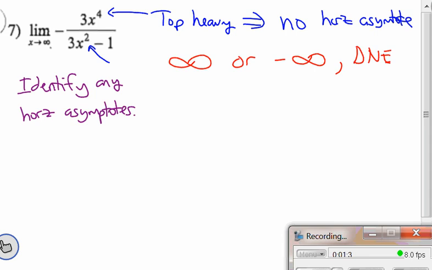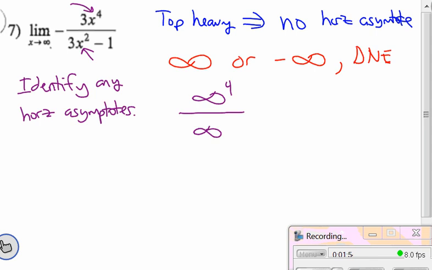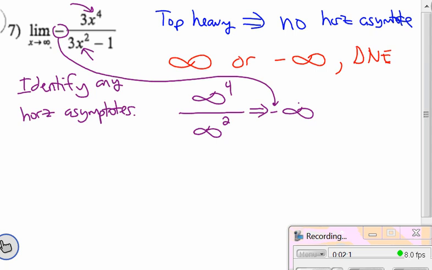So in this problem, the way to get the right answer is to say, all right, if I put in a super big positive number to the fourth power, it's going to get bigger and bigger and bigger. Versus on the bottom, this. So clearly infinity to the fourth is going way bigger than infinity squared. So that means it's heading towards infinity. But if you look carefully, there's a negative. So the answer to this one is negative infinity.